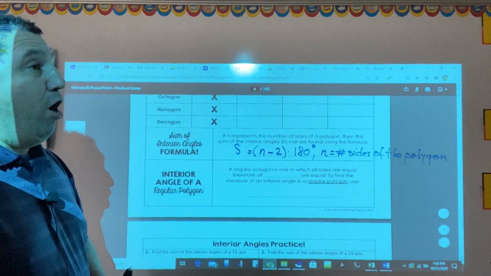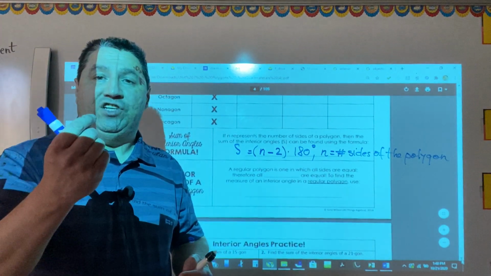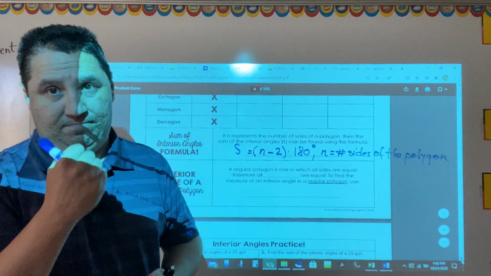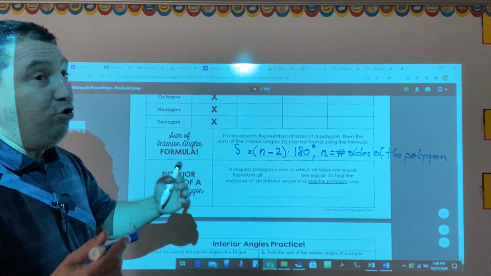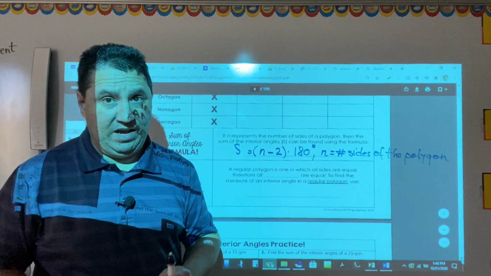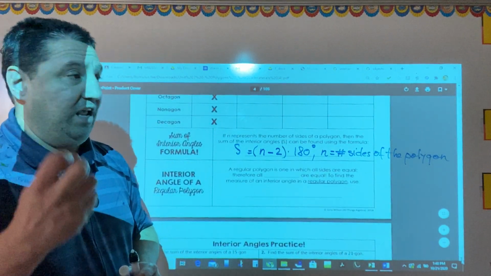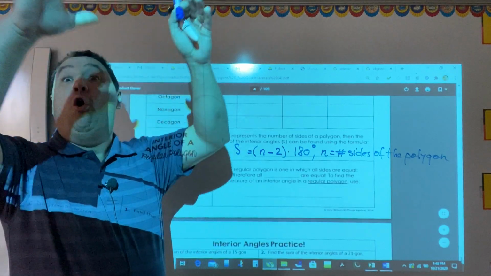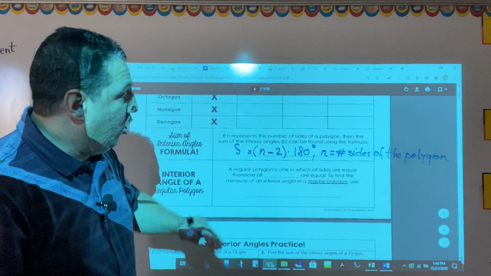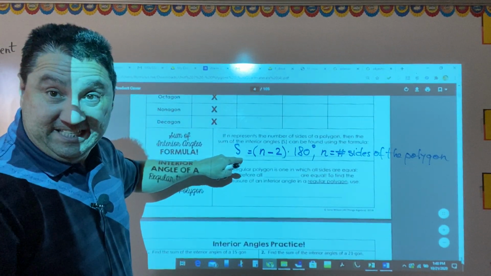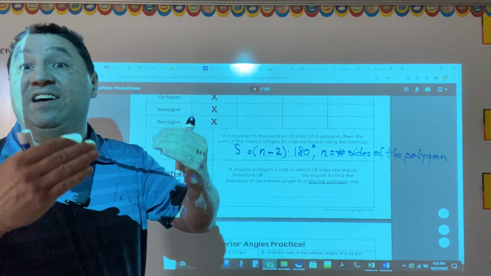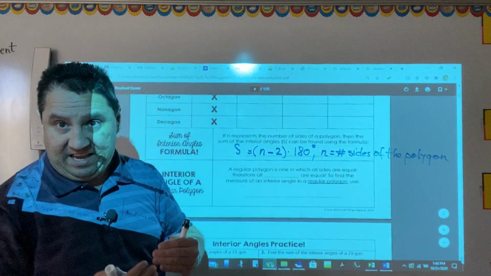Now, how do we find the measure of only one interior angle? For a regular polygon, we know all sides are the same and all angles are the same. If we know the sum of all angle measures of a polygon, to find the measure of one angle, we simply divide the sum of measures of interior angles by the number of angles, or by the number of sides.